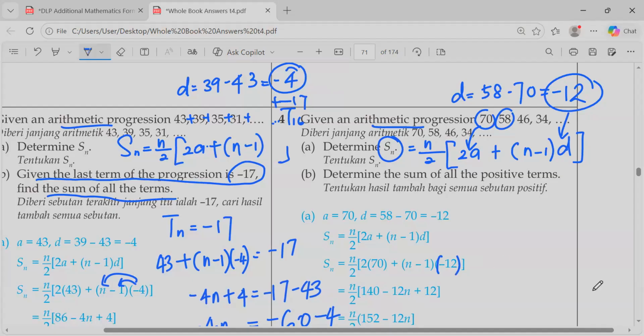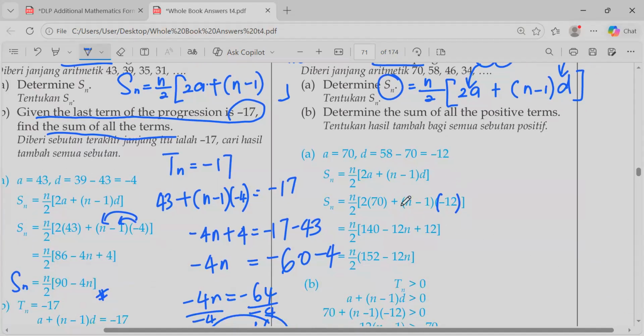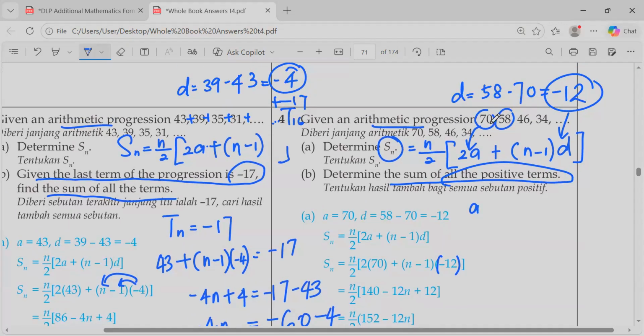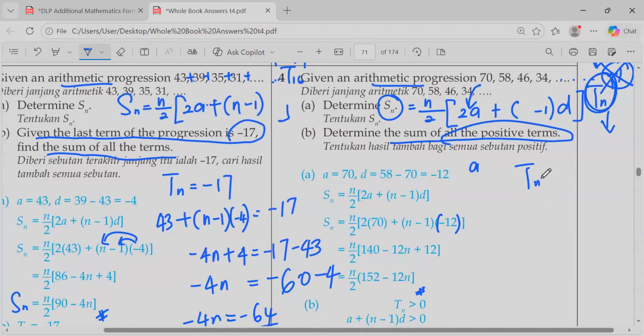Then you expand it. Remember to put the brackets. Negative becomes positive, and number plus number, I get this. The sum of all the terms must be positive. So it means every term, from the term a until the final one, is still positive. We don't want the answer to be negative. The final one must be positive, greater than 0. So Tn must be positive.